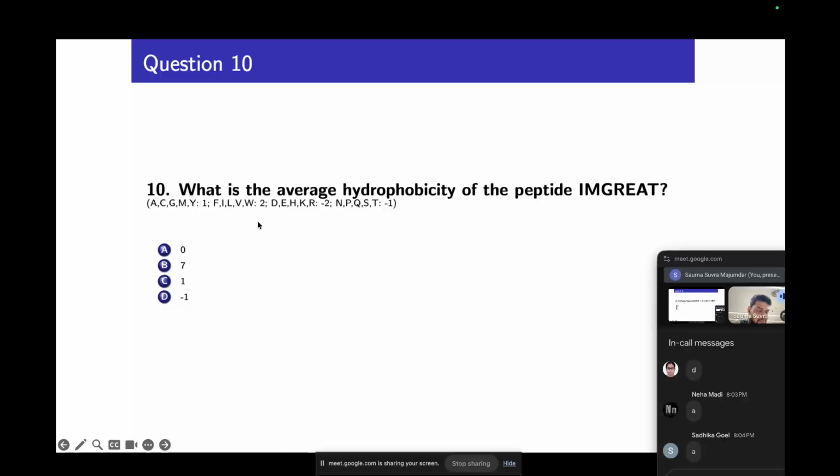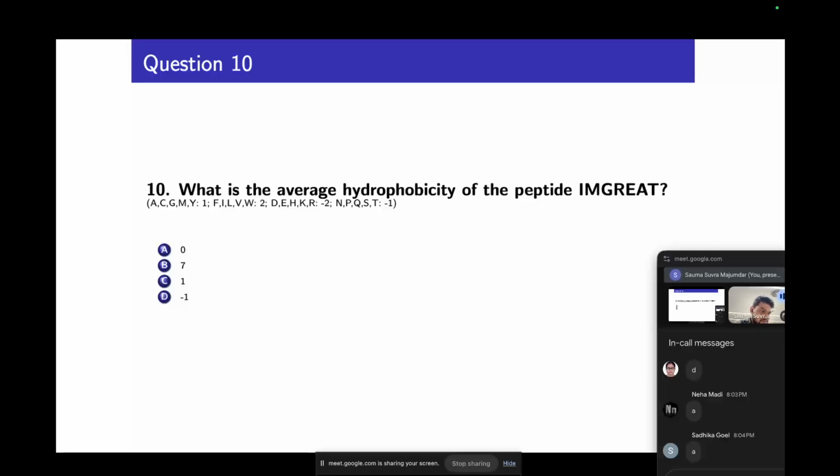So if you're adding up, right? 1 plus 2, 3. For G it is 1 again, 4. For R it is -2, which brings it down to 2. For E it is -2 again. So 2 minus 2 is 0. And for A it is +1, T it is -1 again. +1 minus 1, 0. So 0 should be the answer, not -1. I don't know how you got -1.